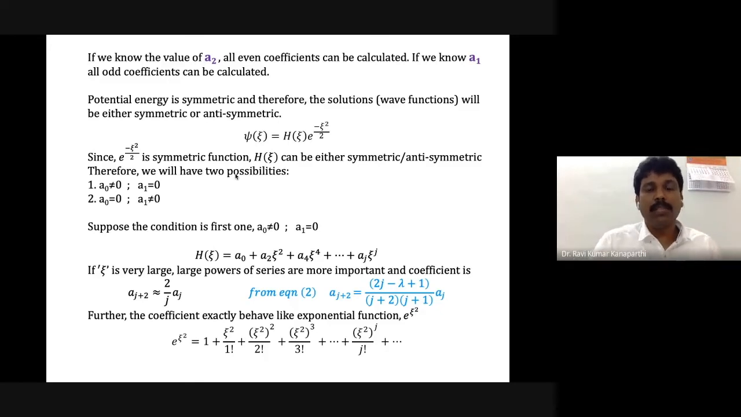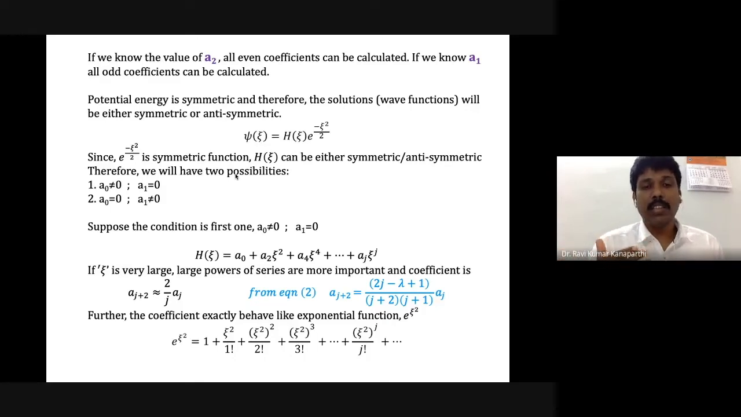So when do you get the symmetric function, sorry, the even function? That is possible when a1 has to be 0. When a1 is equal to 0, all the odd terms will vanish. And a naught, if it is not equal to 0, all the even terms will exist. Since a naught is not equal to 0, a2 can be calculated. If you know a2, a4 can be calculated. If you know a4, a6 can be calculated, and so on. Basically, all those things are symmetric functions or even functions.